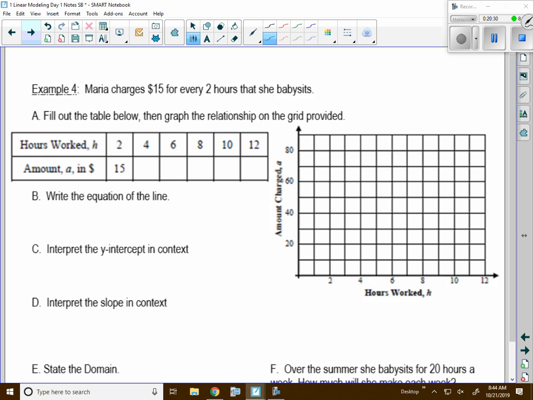So if she charges $15 every 2 hours, how much money is it going to be for 4 hours? 30. What's next? 40. Oh, yeah. $60, $75. All right, go ahead and graph on the right-hand side. I would say that this is going up by 10, so be careful about when you're graphing.